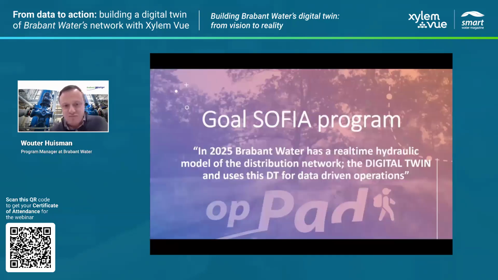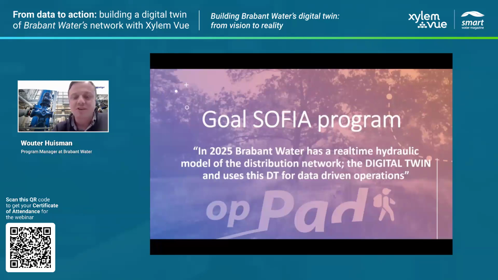And at the beginning of the program, we set a clear goal. And that goal is: in 2025, Brabant Water has a real-time hydraulic model of the distribution network. We call this the digital twin, and we use this digital twin to be able to do data-driven operations. And you see here two words, Sophia and the Dutch word OPAD. We are talking about the Sophia program. That's the digital twin program. And Sophia stands for Smart Operations from Intelligent Assets.